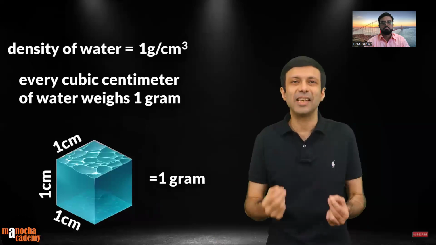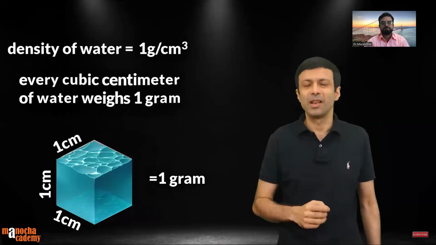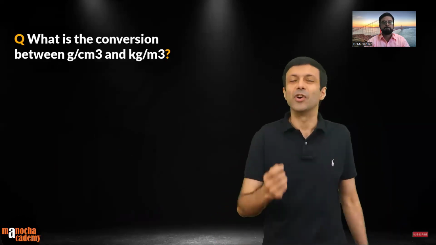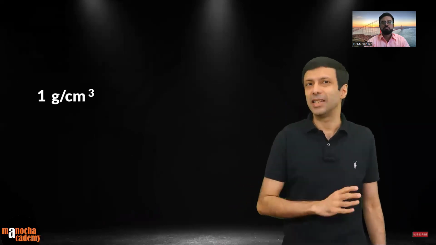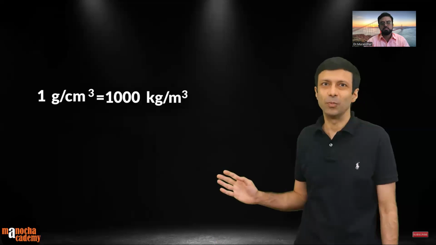So every centimeter cube of water weighs 1 gram. Now, do you know what is the conversion between the CGS and the SI unit of density? That is the conversion between gram per centimeter cube and kg per meter cube. The conversion is 1 gram per centimeter cube is equal to 1000 kg per meter cube.